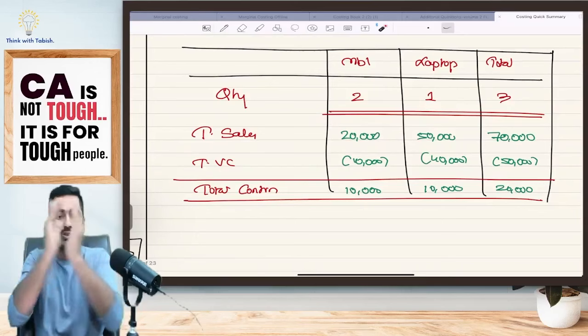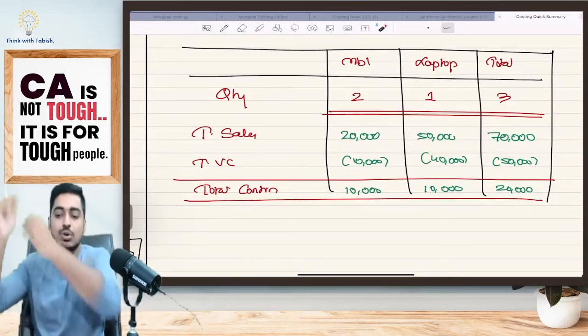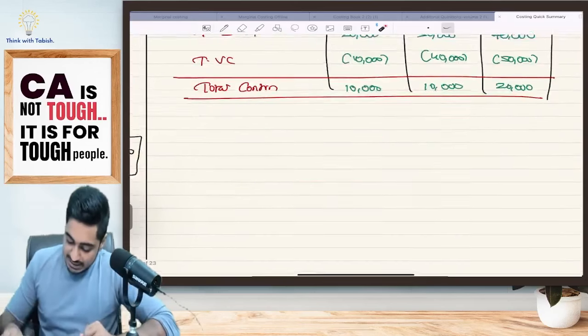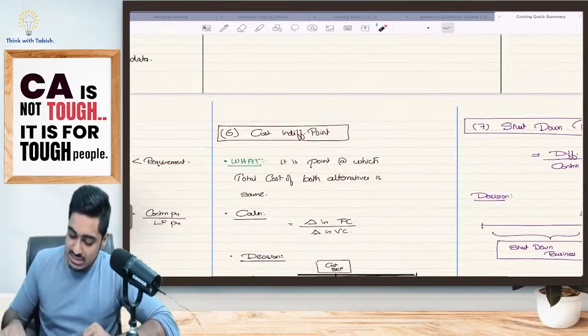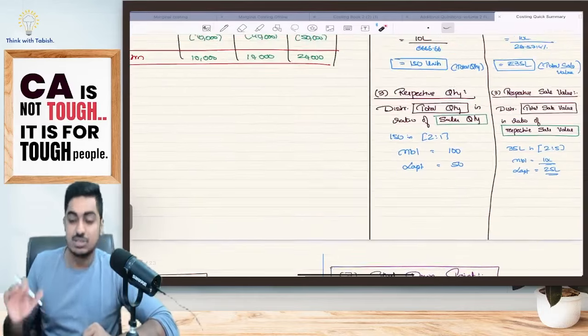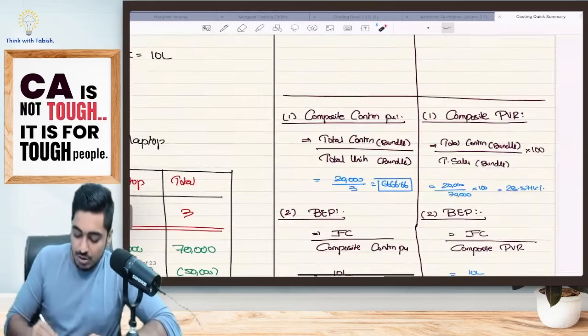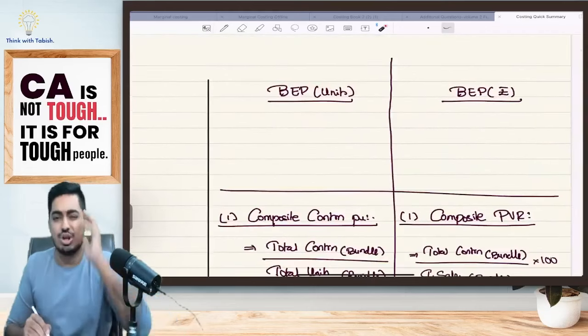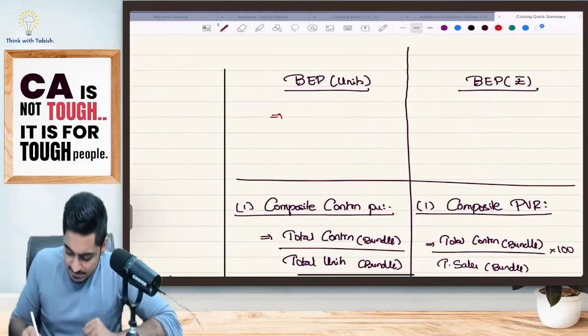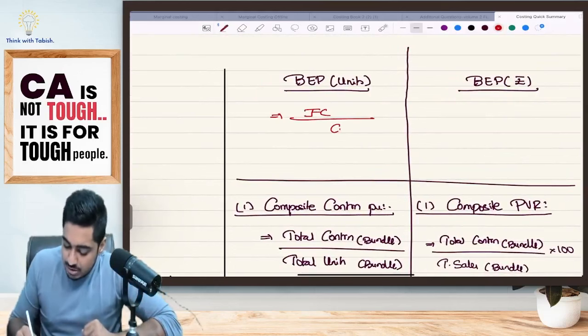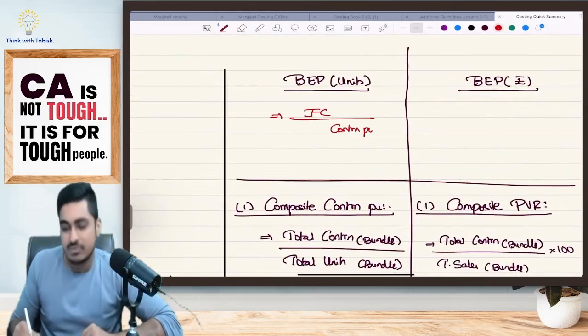If you just put yes for all the products in the total column, from the total column you will directly get it. So pay attention. How are we going to do this? Look at this. Simple steps I have given. Pay attention, students. Tell me, what is the formula of break-even point in terms of units? Sir, it is fixed cost divided by contribution per unit. Yes or no, everyone? Yes, sir.